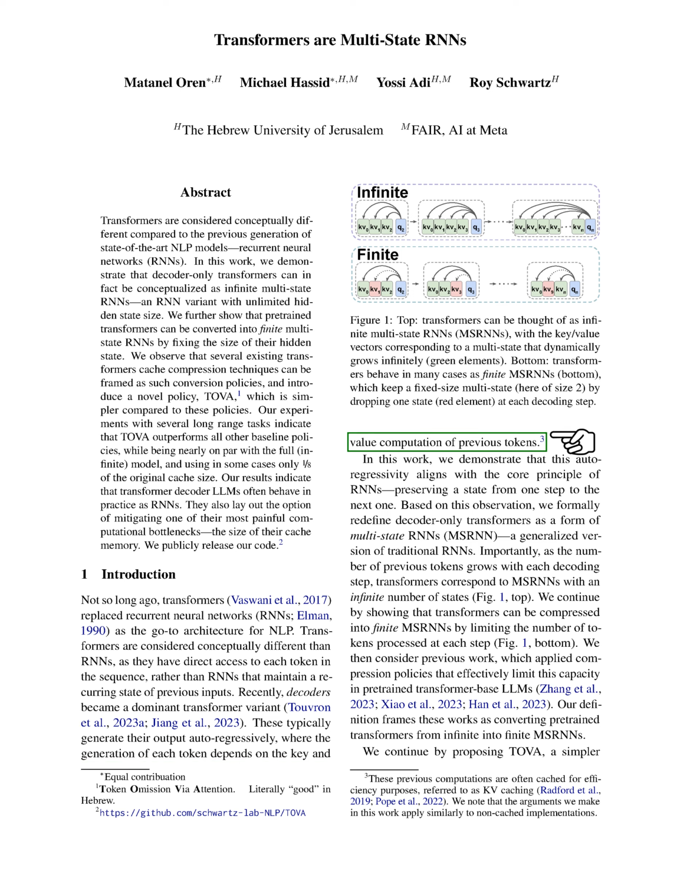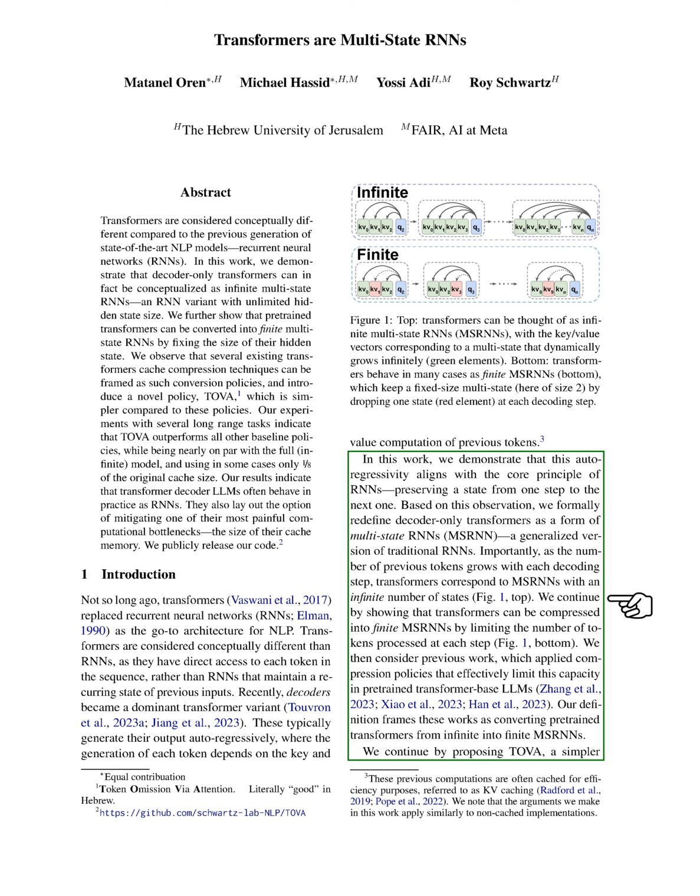They usually generate their output in an auto-regressive manner, meaning the creation of each token depends on the computation of previous tokens. Interestingly, this auto-regressive nature aligns with the core principle of RNNs, which is to maintain a state from one step to the next. With this in mind, we redefine decoder-only transformers as a type of multi-state RNNs, MSRNNs, which are essentially a more generalized version of traditional RNNs.